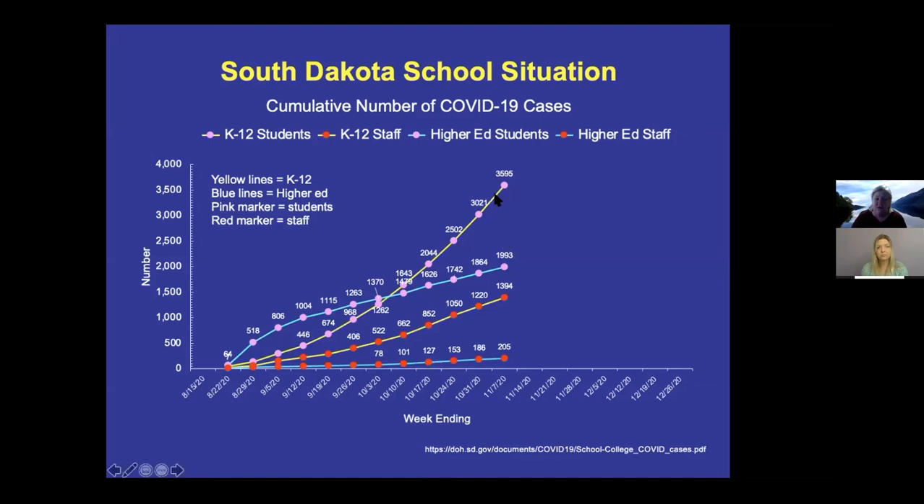So the K-12 students are still going up. And the teachers are behind them. Same with the colleges.